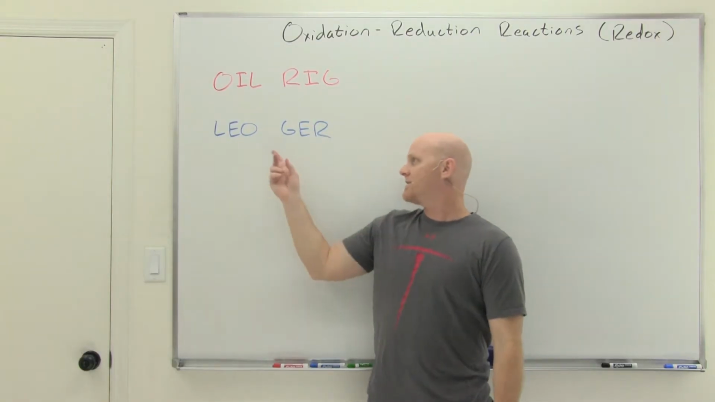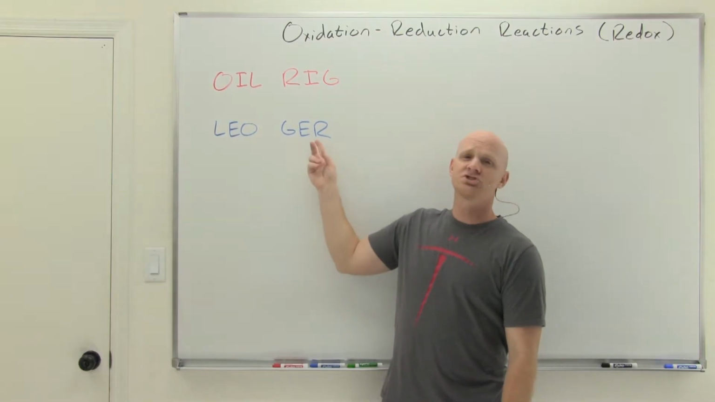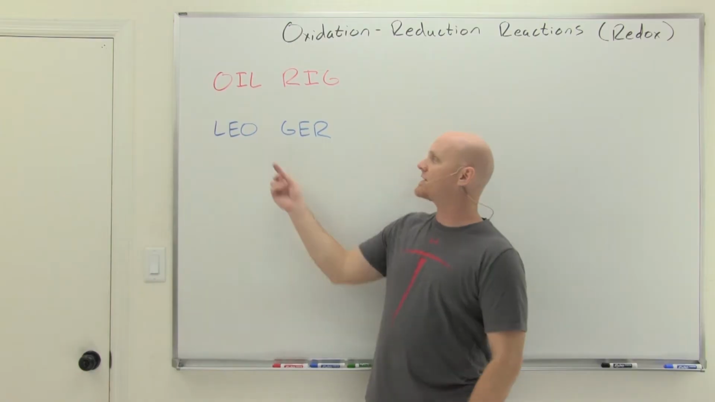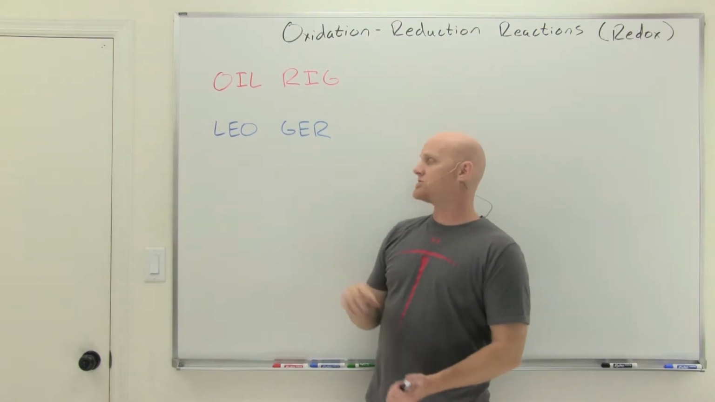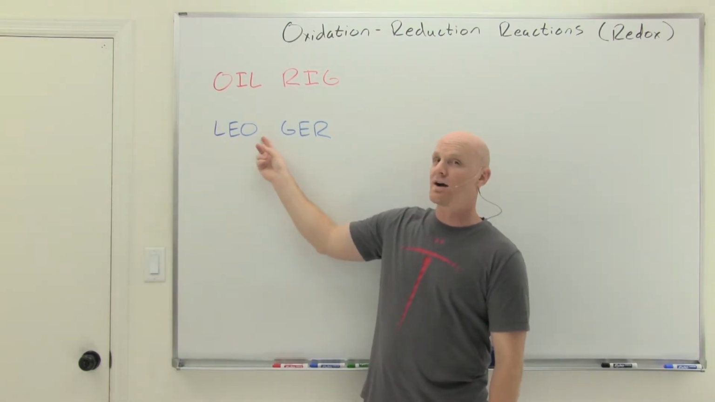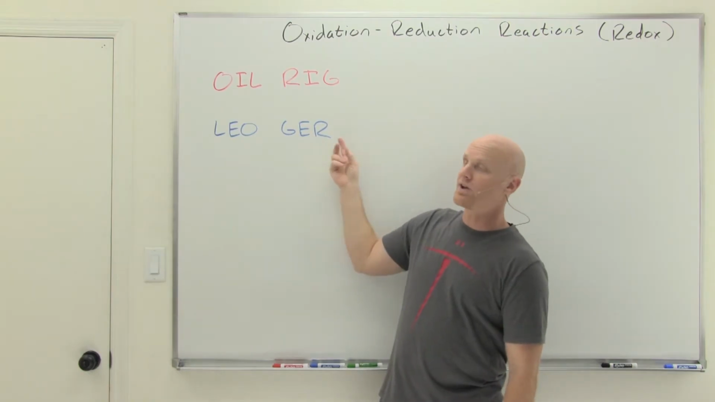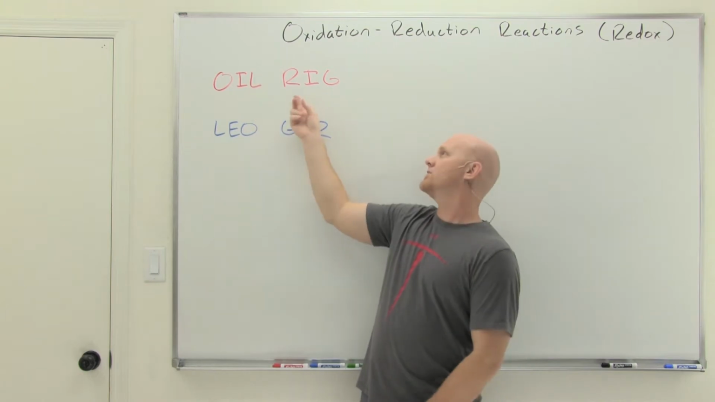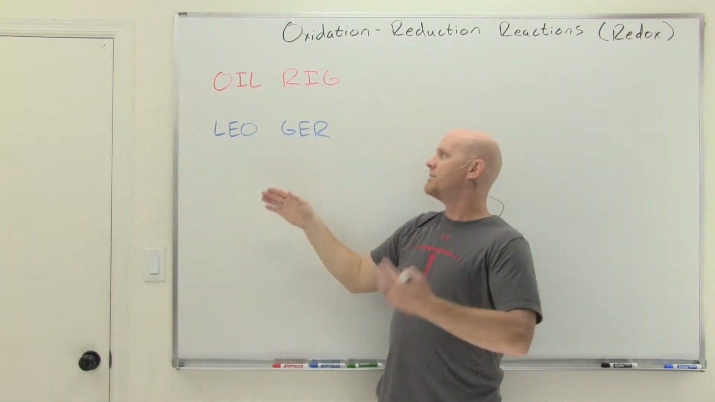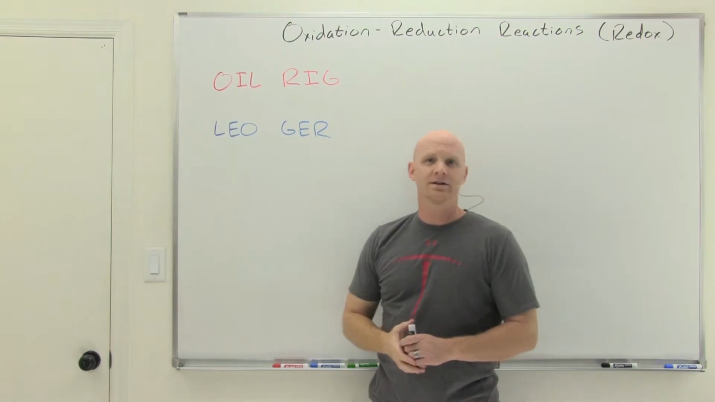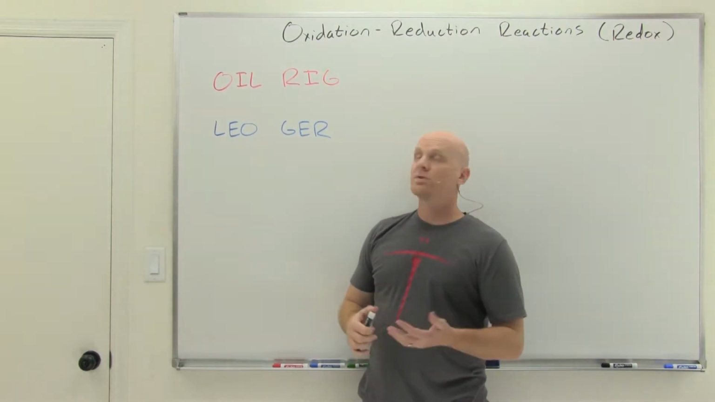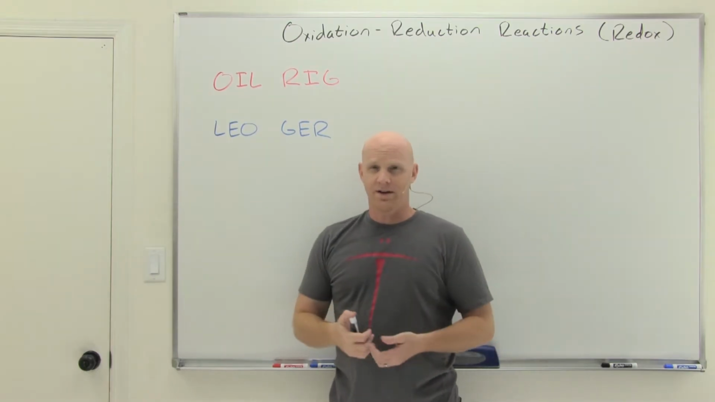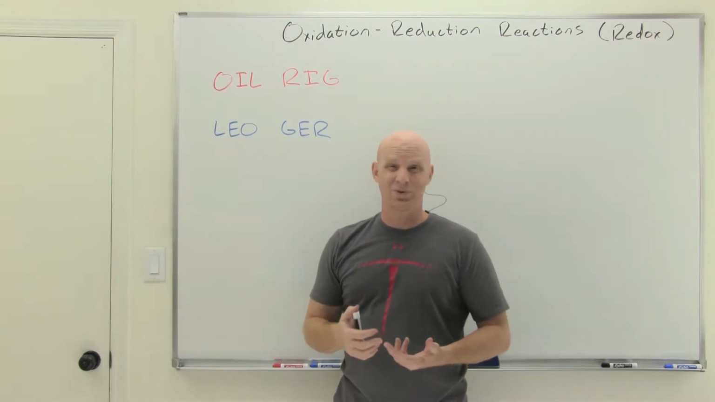Now, the other mnemonic you might see is LEO the lion says GER. And I like this one better because you get to say grrr. I also like that it has an E in the mnemonic, and that lets you remember that it's lose electrons oxidation, gain electrons reduction, whereas here there's no E, and you have to remember that oxidation is loss of electrons, reduction is gain of electrons. But either way, both of these are fairly commonly and ubiquitously taught, so super helpful in remembering your definitions of oxidation and reduction.